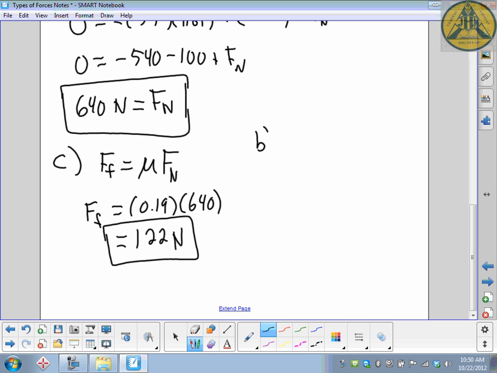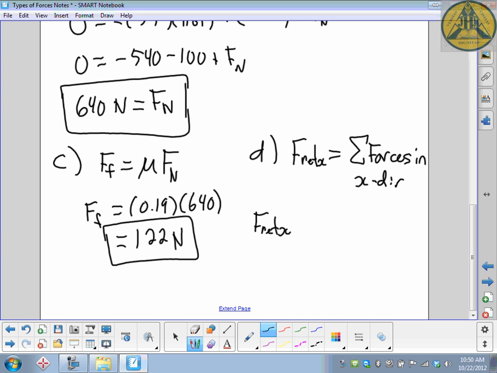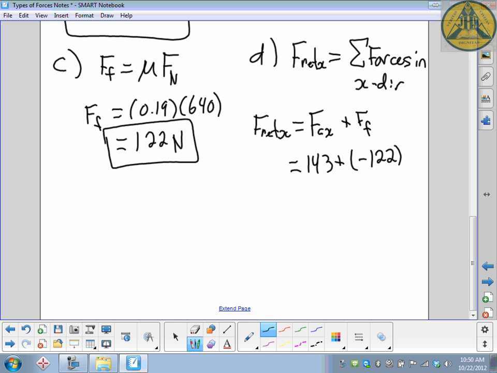So D, I'll do that over here, except I'll write D, not B. D is finding the net force. Now net force in just the x direction. So still the sum of all the forces, but just in the x. It's F net x equals applied force in the x direction plus the force of friction. So that equals 143 minus or plus a negative 122. Very important that you remember the force of friction acts in the opposite direction of motion. So the net force works out to be 21 newtons.